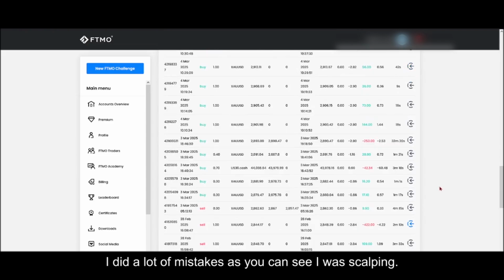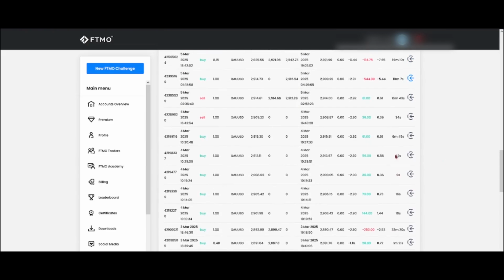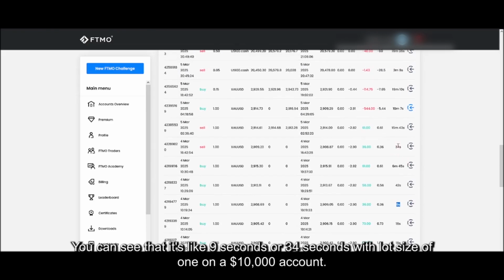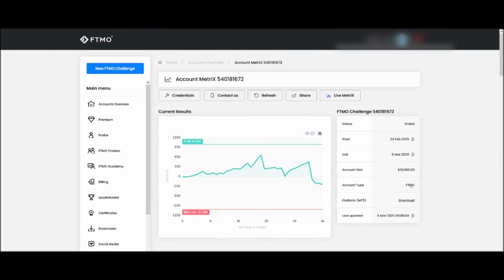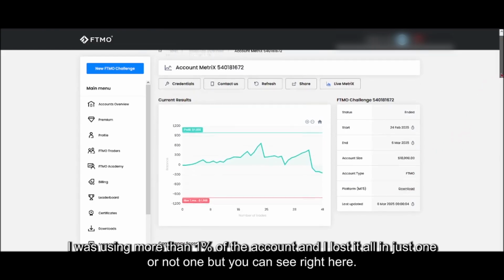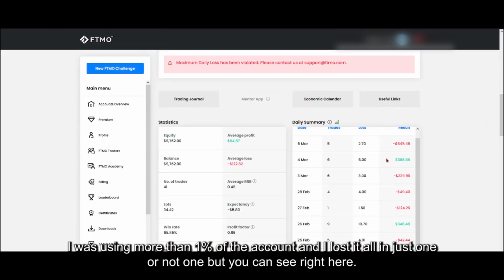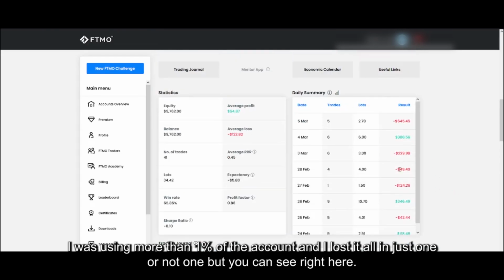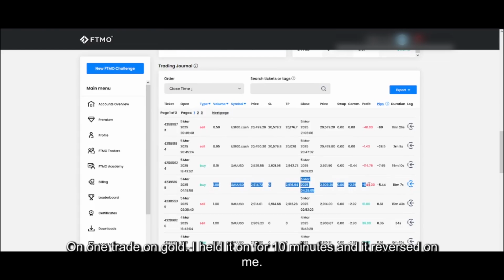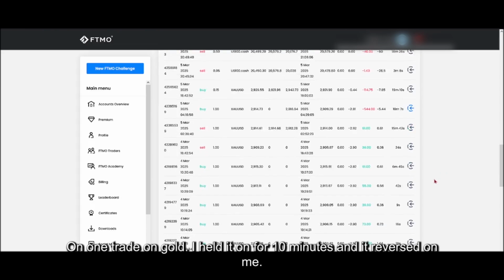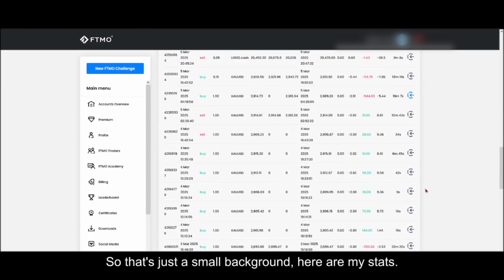As you can see, I was scalping. You can see it's like 9 seconds, 34 seconds with a lot size of 1 on a 10,000 account, so I was using more than 1% of the account. And I lost it all on one trade on gold. I held it for 10 minutes and it reversed on me. So that's just a small background.